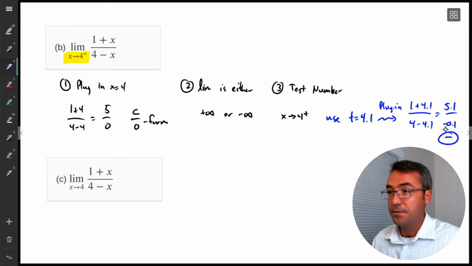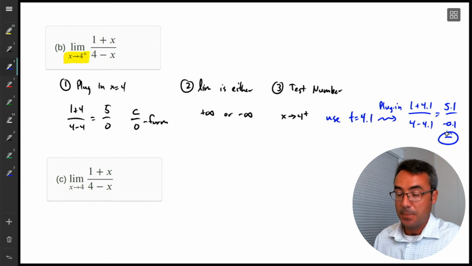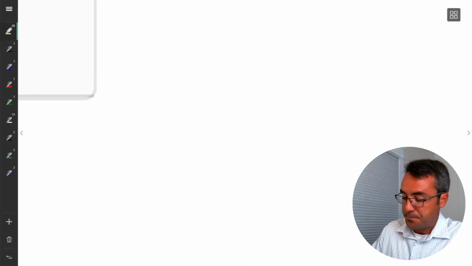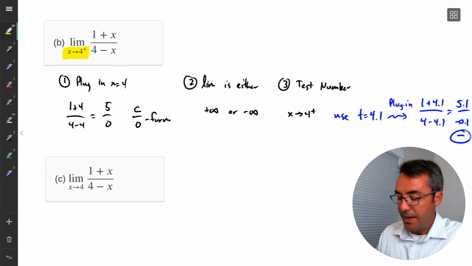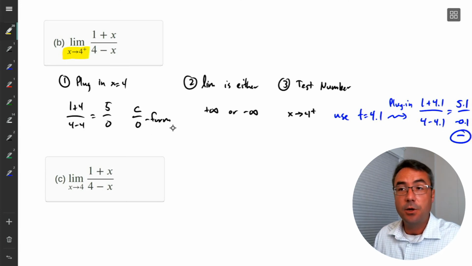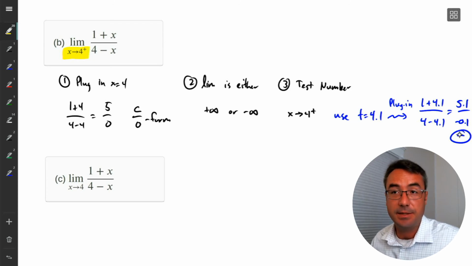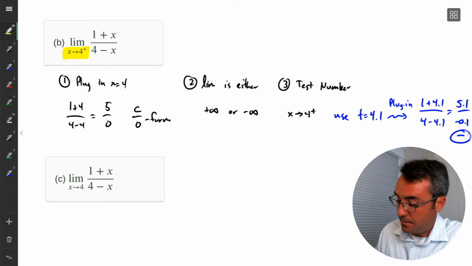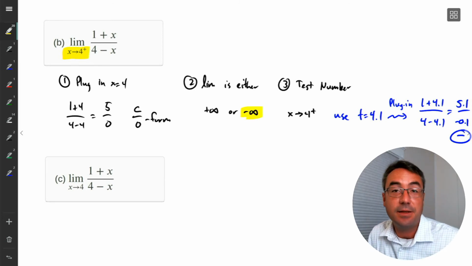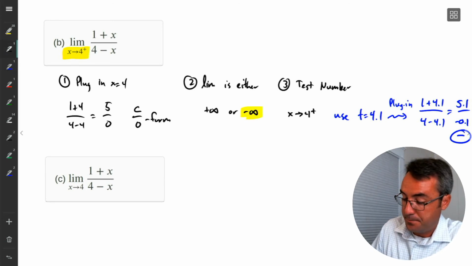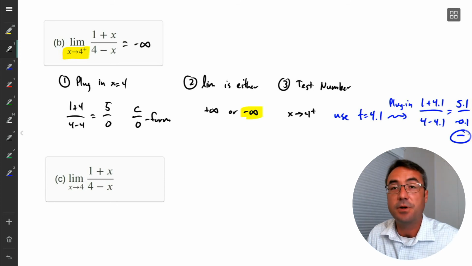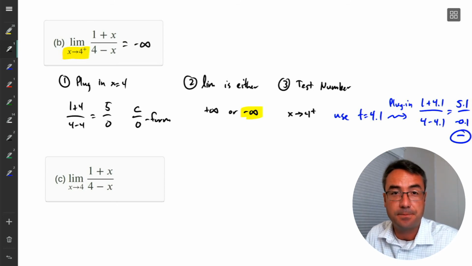So this is a negative result here. Positive divided by a negative is negative. So we went through, identified that we had the correct format here, which told us that our limit was either positive infinity or minus infinity. Then we used a test number to figure out that all of our function values are negative on the right-hand side. So there we go. We've identified that this limit is minus infinity. The function values are getting larger and larger negative.